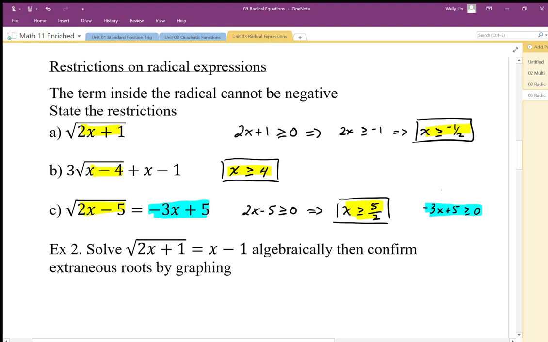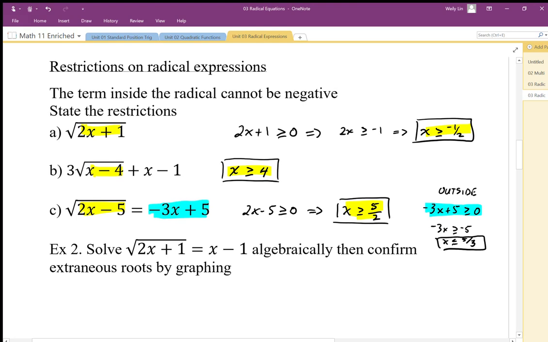So there's my outside restriction. I'm just going to label this my outside. Okay, so this is my outside restriction. So then I solve for this. I'm going to get negative 3x is greater than or equal to negative 5. Remember, if I solve this inequality and divide by a negative, I have to flip the sign. Okay, and so there's my outside restriction. And those two together then represent my full restriction.